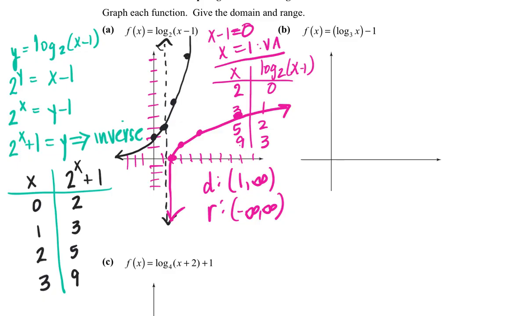All right, in our next example, we have log base 3 of x minus 1. So our domain is going to be the same as just your log base 3 of x. So our domain is still going to be 0 to infinity, and our range is still going to be all real numbers. The only difference here is we're going to take the log base 3 of x and shift it down 1 unit to make it log base 3 of x minus 1, because remember that is your y-intercept.